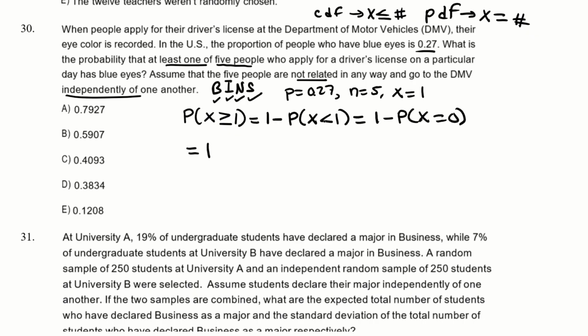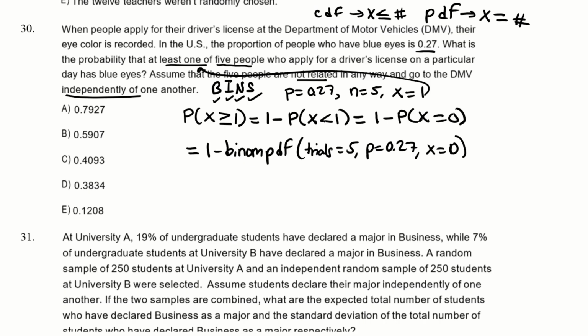All right, so we have 1 minus binom PDF, trials equals the number of trials is 5. The probability of success is 0.27, and then our x value is 0. Okay, for this particular scenario. Don't get this confused here. This value of 1 comes from that, but here we're using 0 for this particular thing. All right, so here we go.